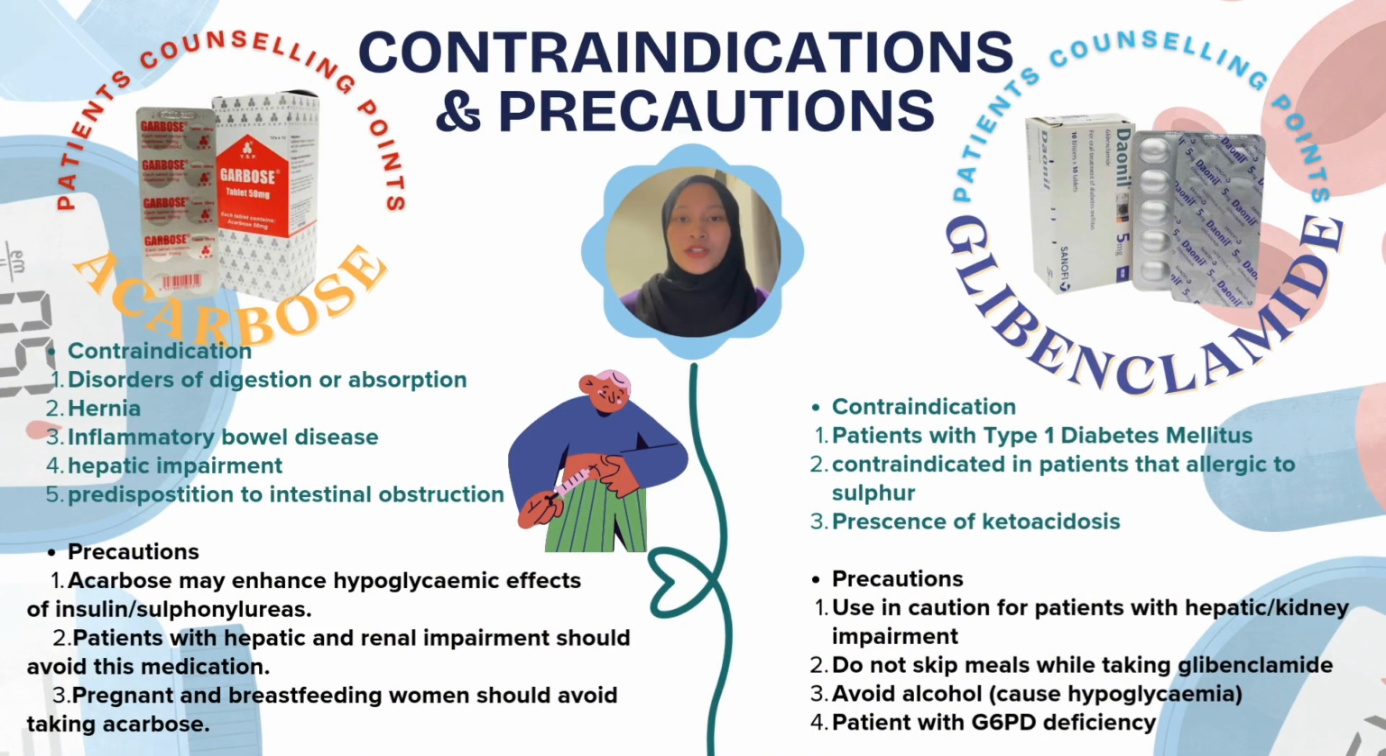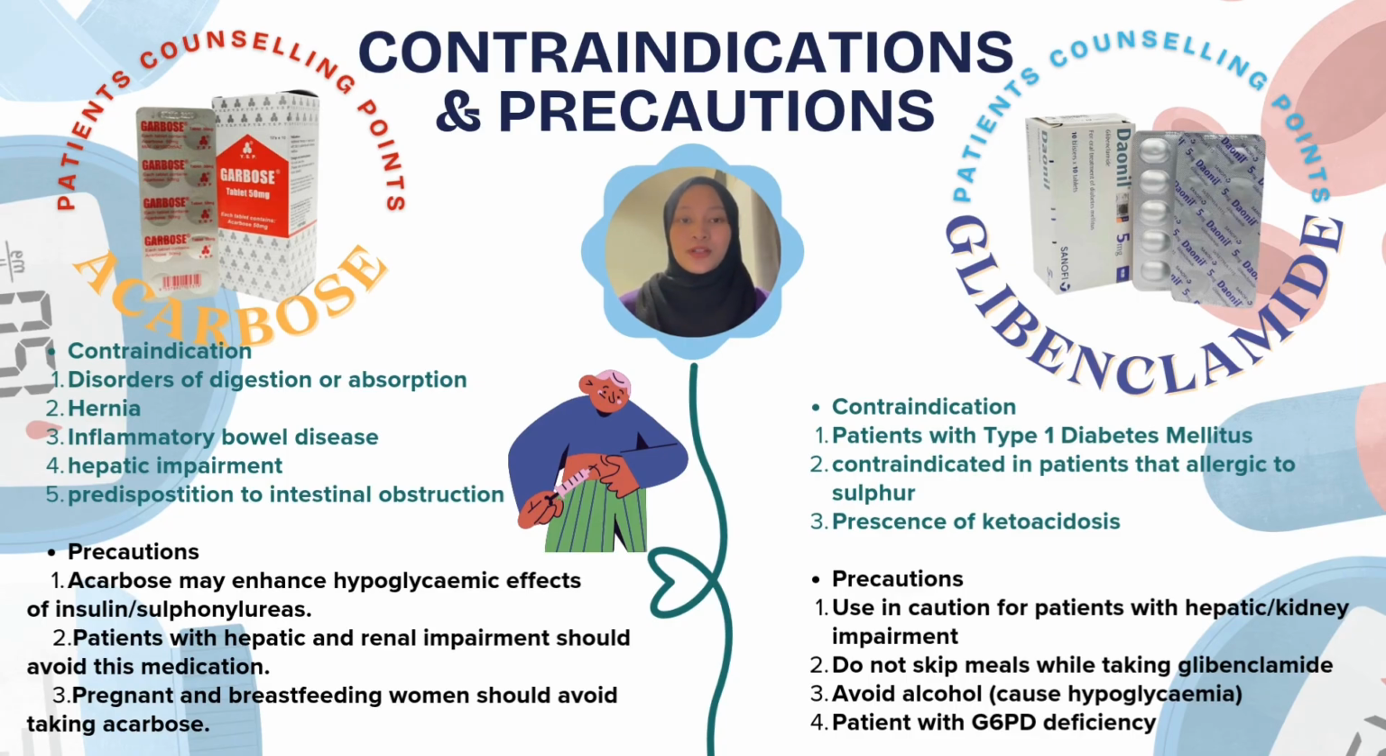The contraindications of ACARBOSE are disorder of digestion or absorption, hernia, inflammatory bowel disease, hepatic impairment, and predisposition to intestinal obstruction. Next, the precautions of ACARBOSE are: first, ACARBOSE may enhance hypoglycemic effect of insulin or sulfonylureas. The second one, patients with hepatic and renal impairment should avoid this medication. And lastly, pregnant and breastfeeding women should avoid taking ACARBOSE.